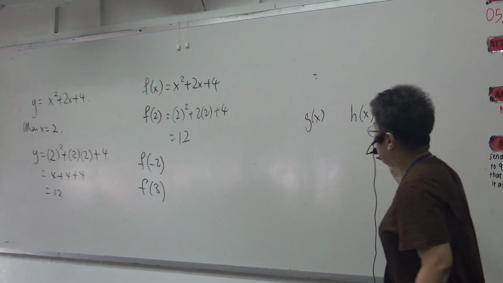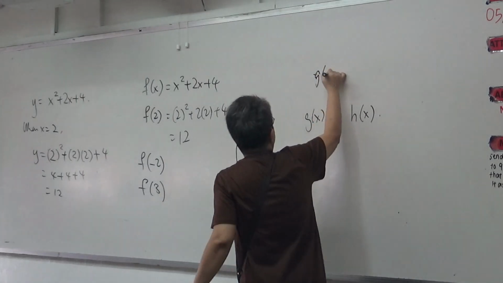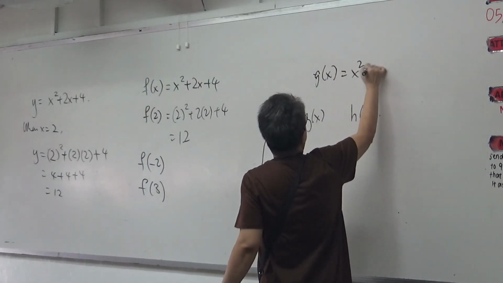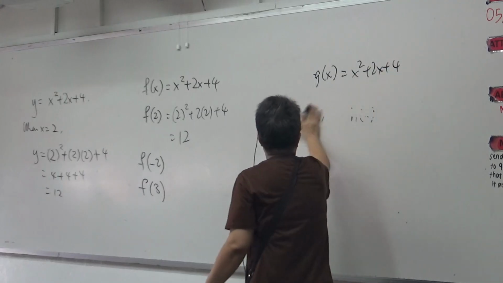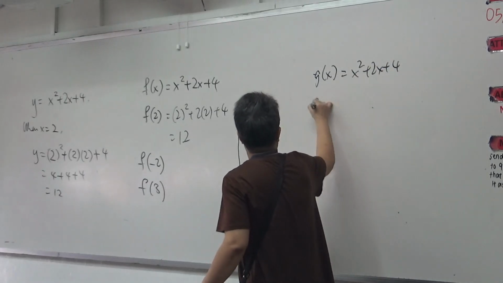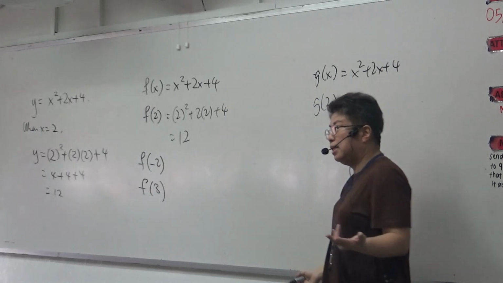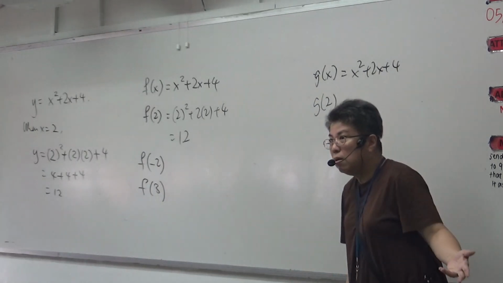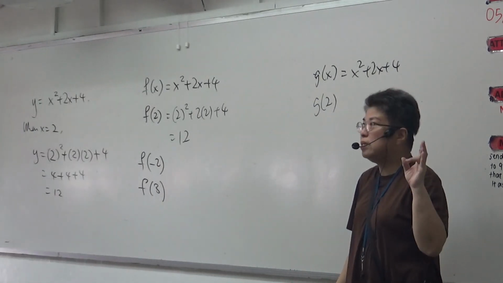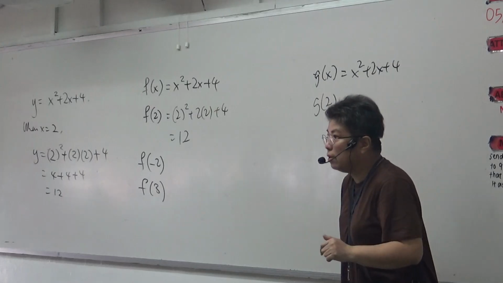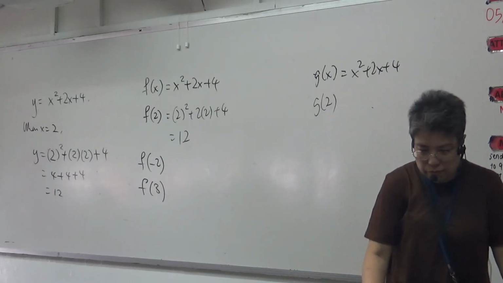Okay, good. Now, of course, if I let g(x) be this, then I cannot do f(x) already. I will do what? g(2). This is when x is 2. It's the same thing. It's just a notation. But usually we start with f first, f, g, h. Everybody clear? Okay, now, next.